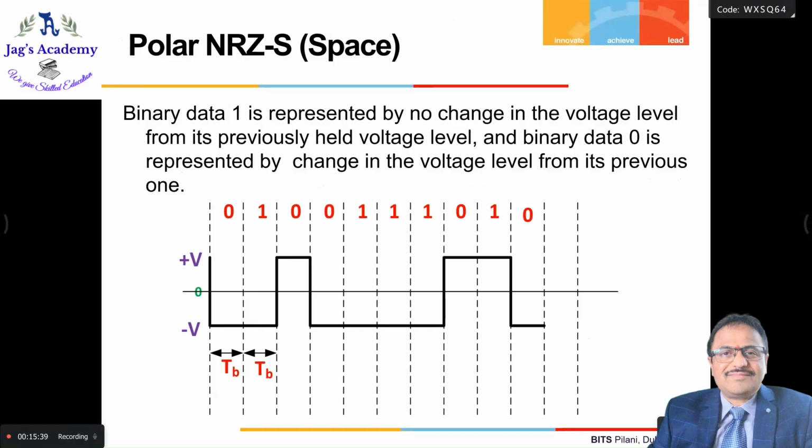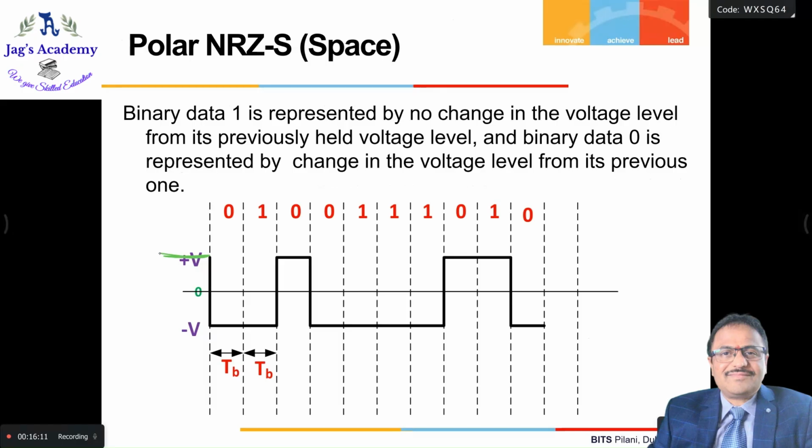Understood this? Okay. Now I'll just go to the next. You can see this from this example. 0 means there is a change. Right? Can you tell me what will be the previous level for this? This level is 0. There is a change.